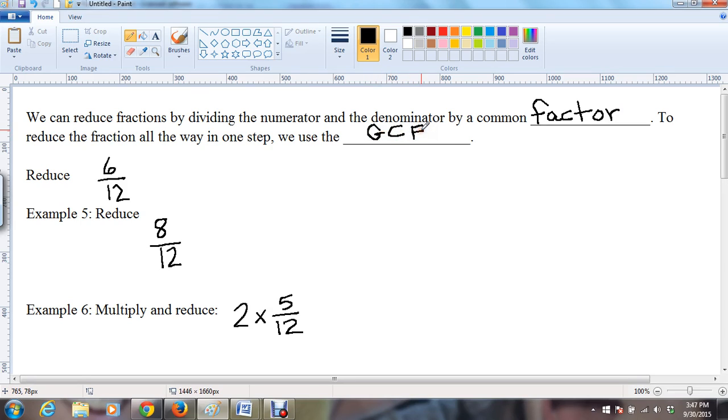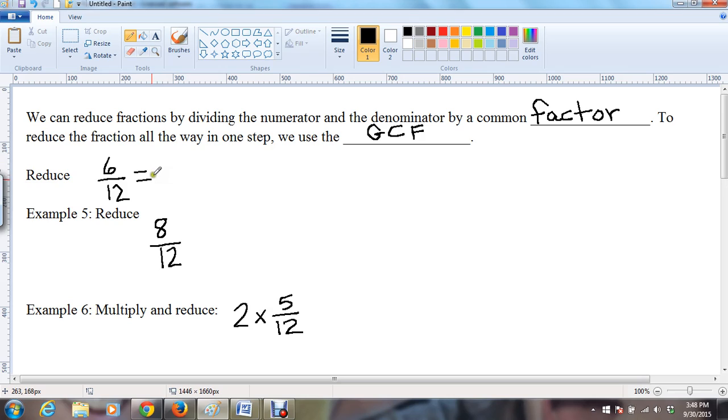Okay, so if I have the fraction 6/12 and I want to reduce that, then what I can notice is that 6 has a common factor with 12. Actually, it has more than one common factor with 12. 2 goes into 6 and it goes into 12. 3 goes into 6 and it goes into 12. 6 goes into 6 and 6 goes into 12. Since 6 is the greatest common factor, I'm going to use that, and that'll help me reduce it in one step.